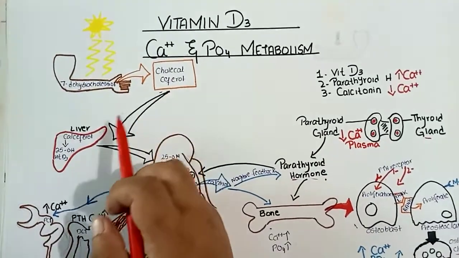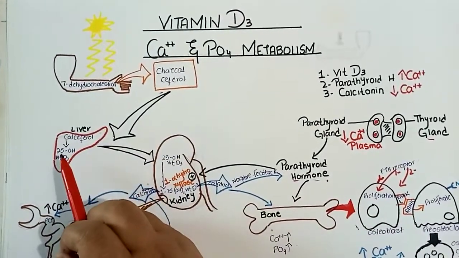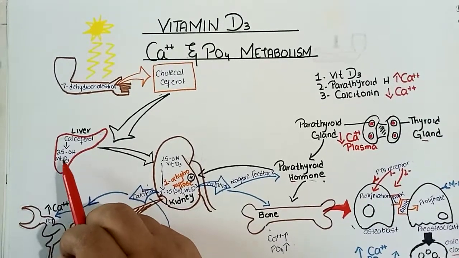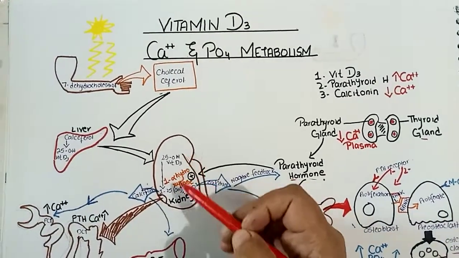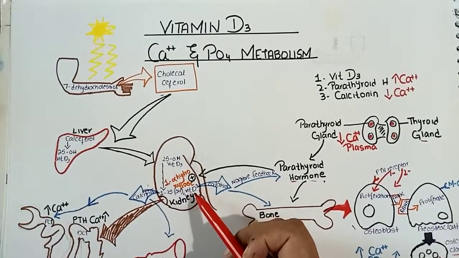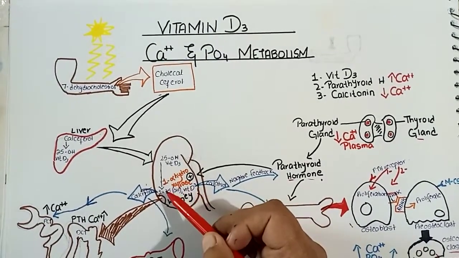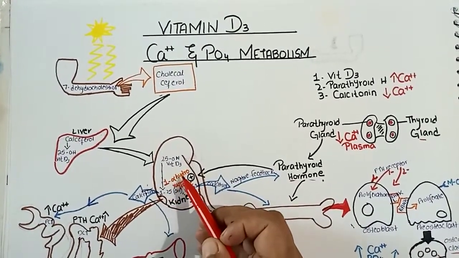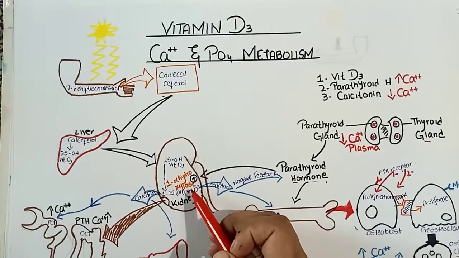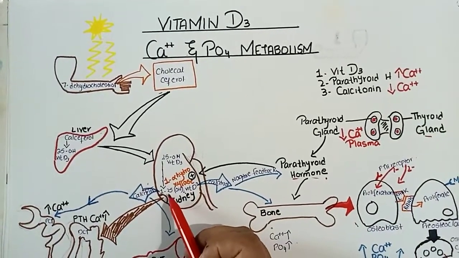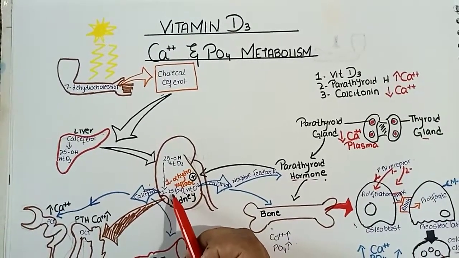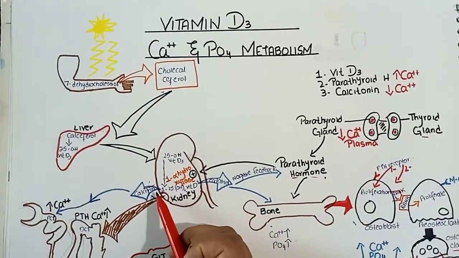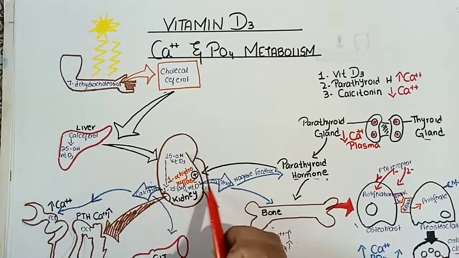Then this cholecalciferol within our liver got converted into 25 hydroxy cholecalciferol, and the conversion of 25 hydroxy cholecalciferol to the 125 dihydroxy cholecalciferol is mediated by the parathyroid hormone by the action of 1-alpha hydroxylase enzyme. The active form of vitamin D3 is 125 dihydroxy cholecalciferol, which we can call the calcitriol.